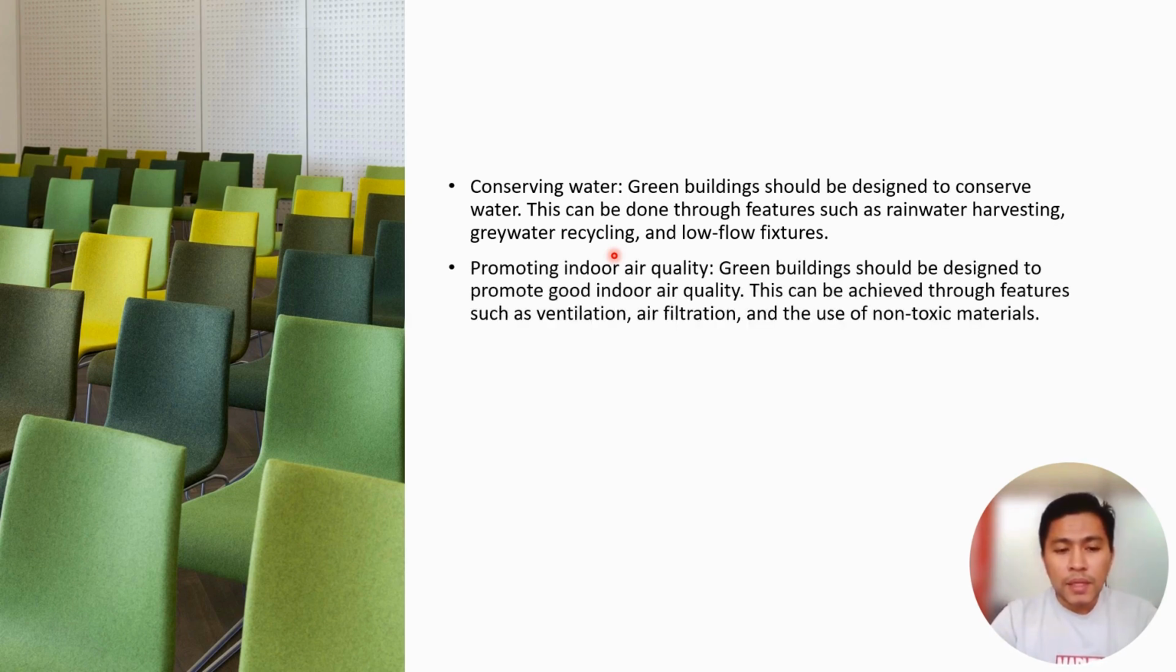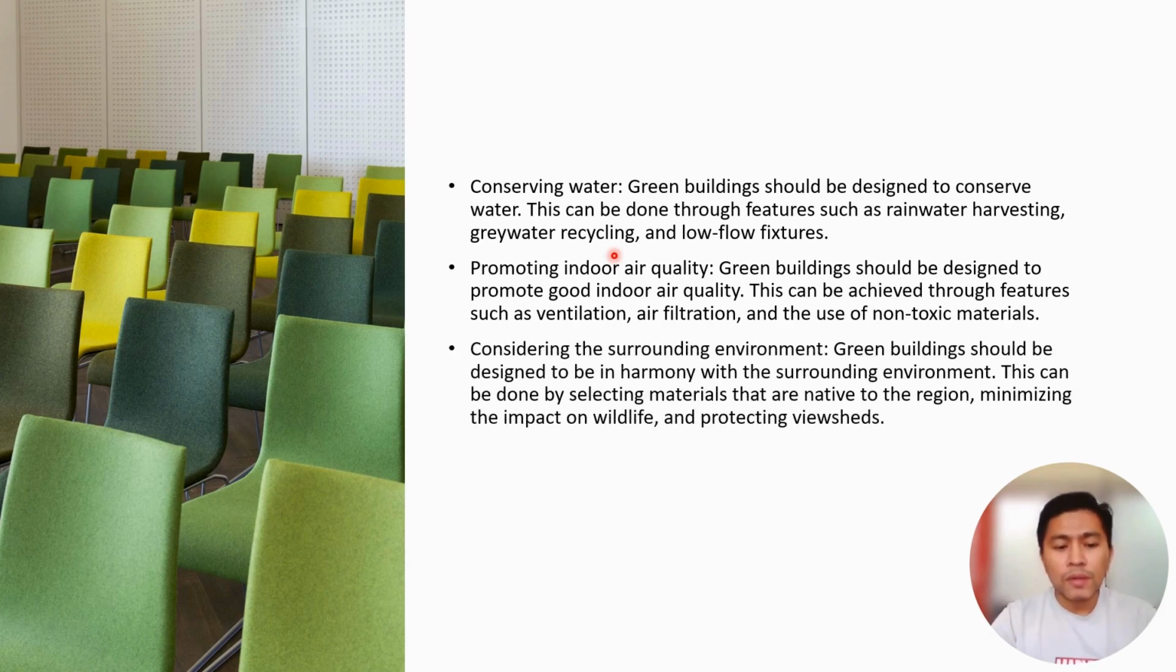And it should promote indoor air quality. A green building should be designed to promote good indoor air quality. This can be achieved through features such as ventilation, air filtration, and the use of non-toxic materials. It also should consider the surrounding environment. A green building should be designed to be in harmony with the surrounding environment, and this can be done by selecting materials that are native to the region, which will minimize the impact on wildlife and also protect the viewshed.